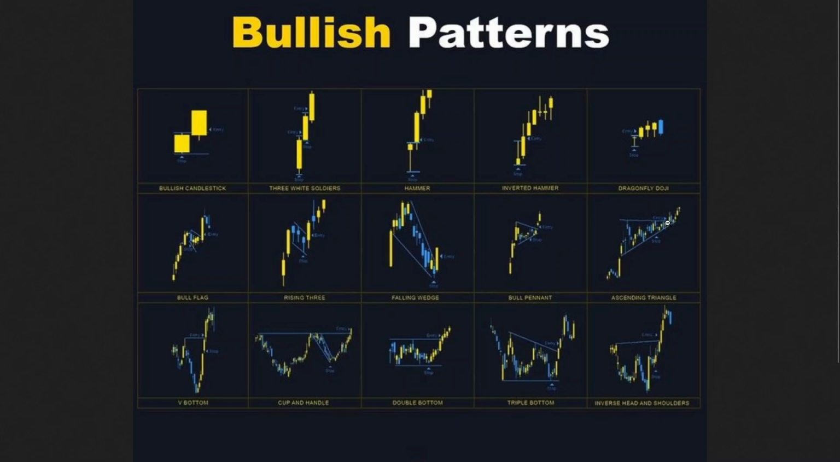Now, here we have one of these ascending triangles, okay? What it is, you get to a level here and you just keep on making higher lows and higher highs all the way on up here.